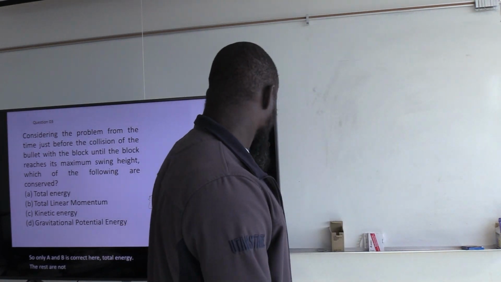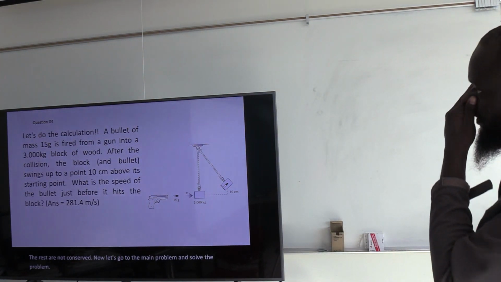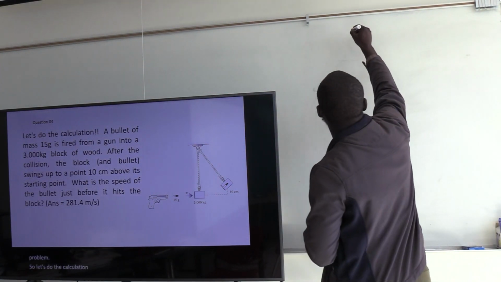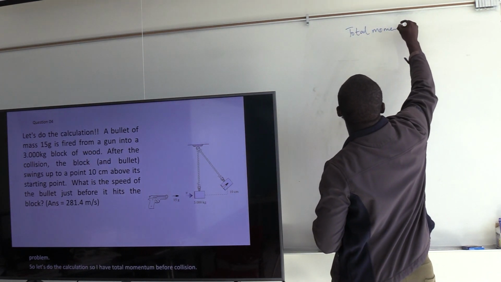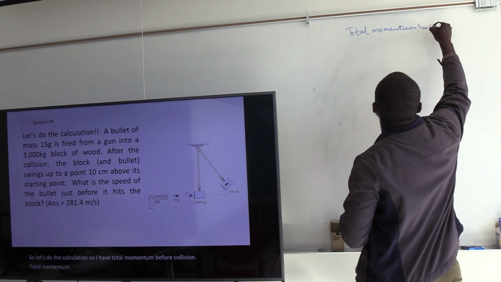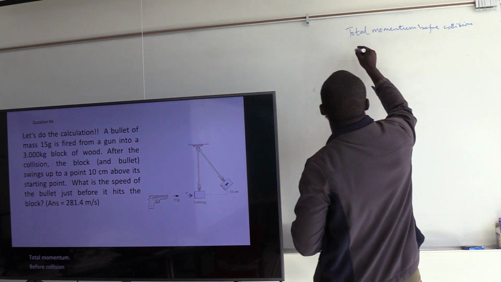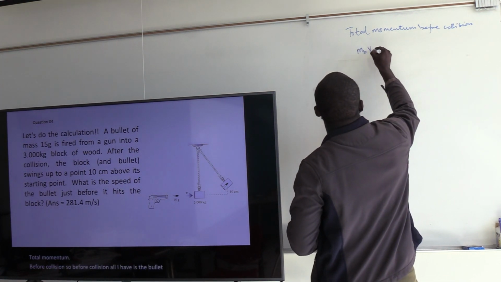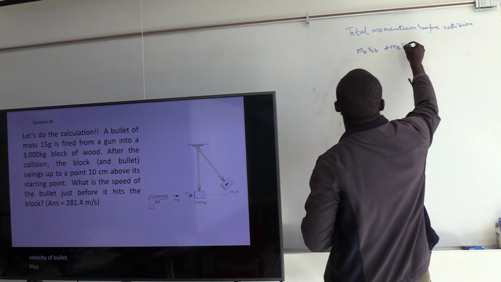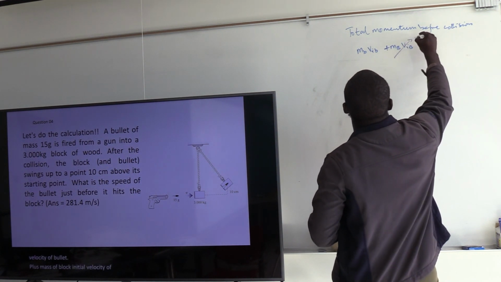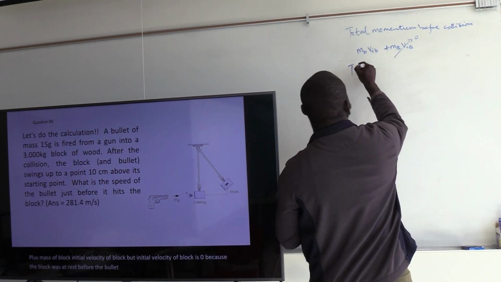Okay? Now let's go to the main problem and solve the problem. So let's do the calculation. I have total momentum before collision. Before collision, all I have is the bullet: mass of bullet times initial velocity of bullet, plus mass of block times initial velocity of block. But the initial velocity of the block is 0 because the block was at rest before the bullet came. So let's look at total momentum after.